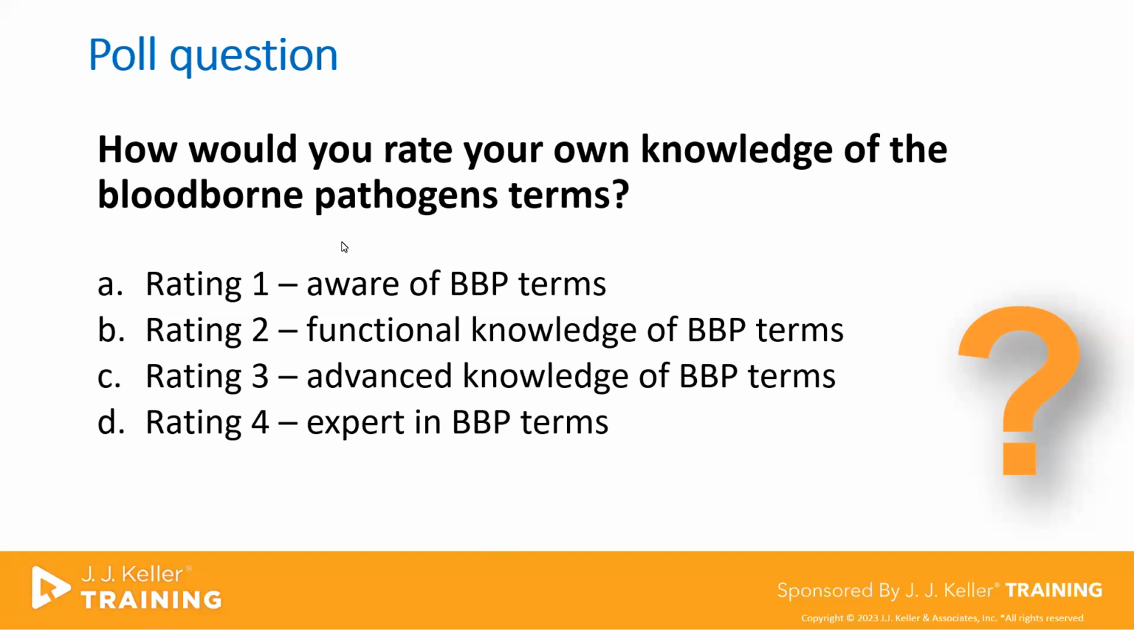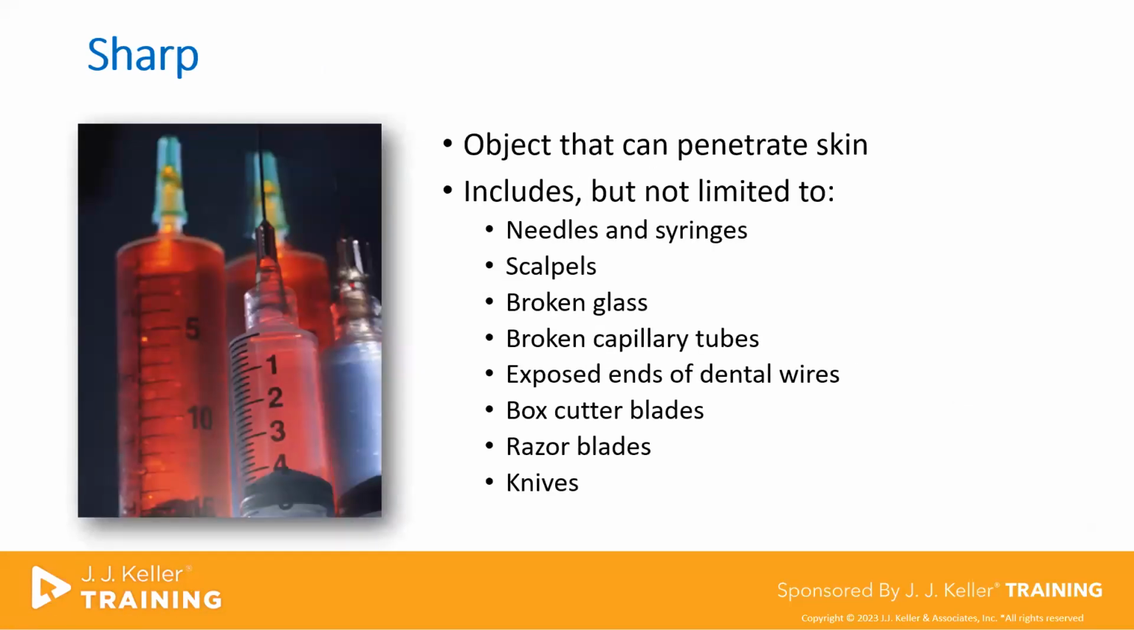So let's move on now to some more bloodborne pathogens terms. So we'll talk about sharps now. A sharp is an object that can penetrate the skin, including, but not limited to, the items listed here on the slide. So this can include box cutters, razor blades, and knives. These are all sharps. So sharps are not limited to needle sticks.